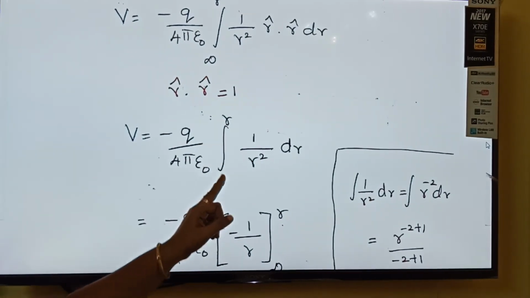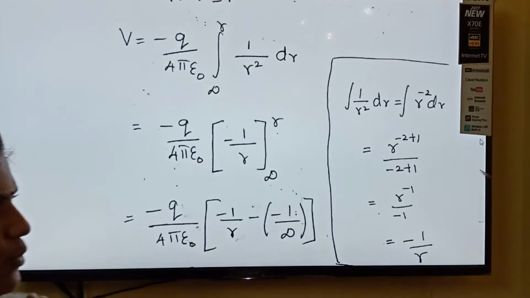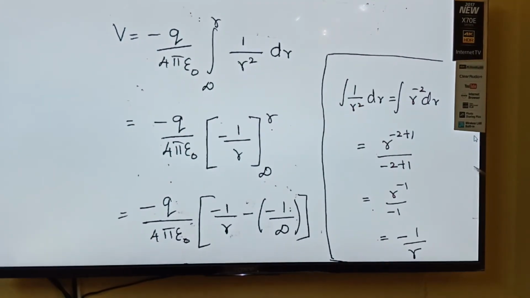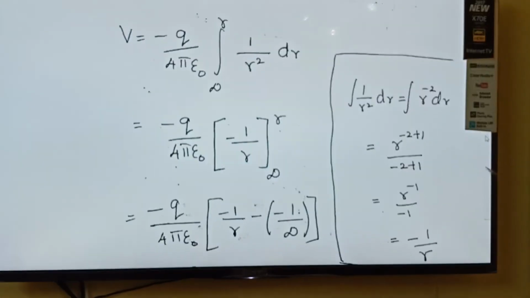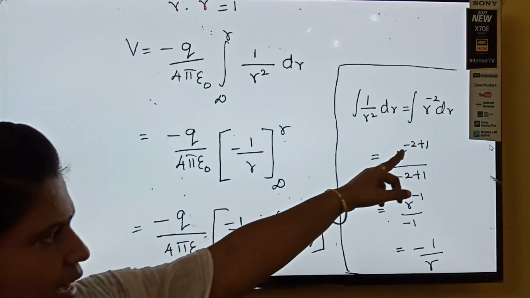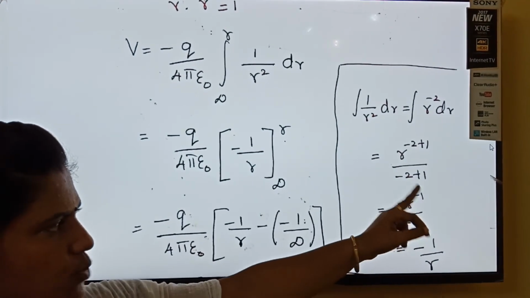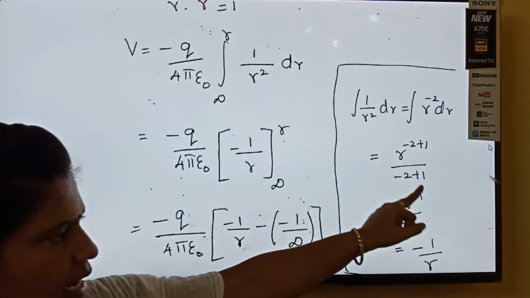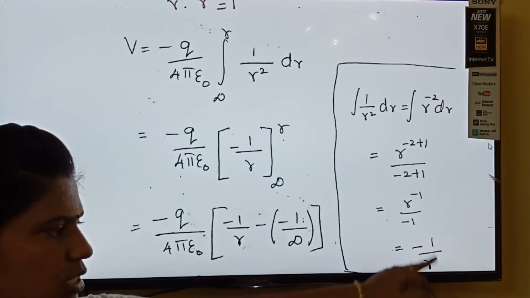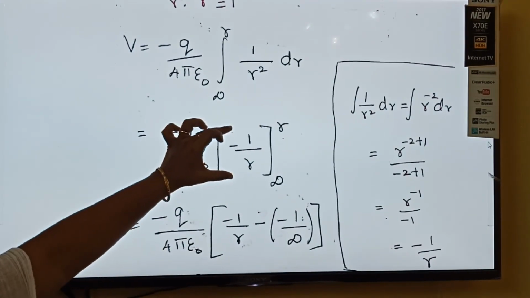Now we integrate this. I have done the integral separately: integral of 1 by r square into dr. When you take 1 by r square to the numerator, it becomes r power minus 2. The formula for integration is x power minus n plus 1 divided by minus n plus 1. Here n is 2, so it is r power minus 2 plus 1 divided by minus 2 plus 1. Minus 2 plus 1 is minus 1, so r power minus 1 can be written as 1 by r, and this becomes minus 1 by r. So instead of the integral, we write this term, minus 1 by r.